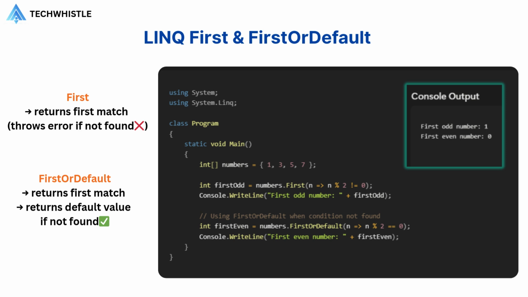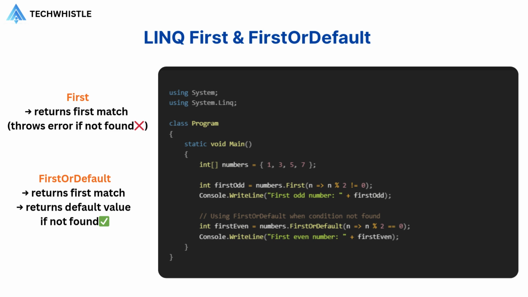And that's why in real-world applications, developers often prefer FirstOrDefault when they're not 100% sure the item exists. It makes your code safer and prevents unexpected crashes. So remember, use First if you're certain the item is guaranteed to be there. Use FirstOrDefault if there's even a chance it might not exist.